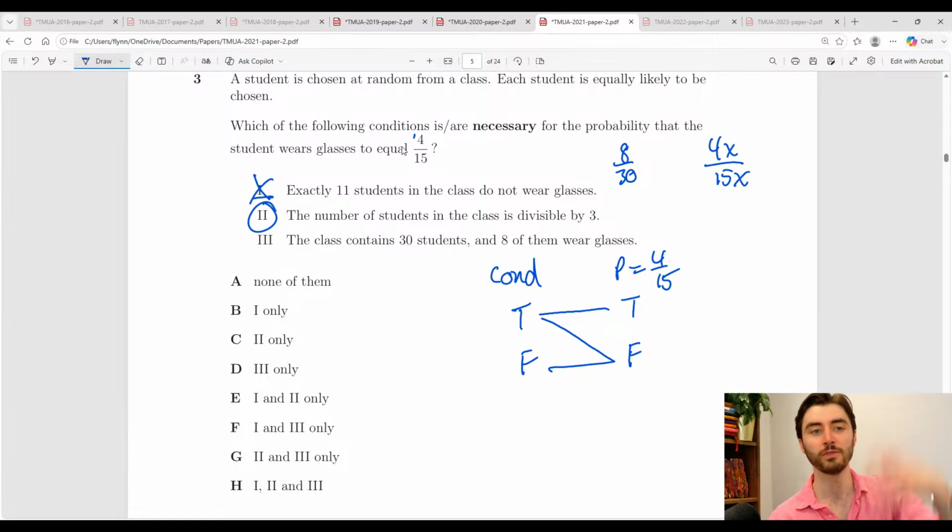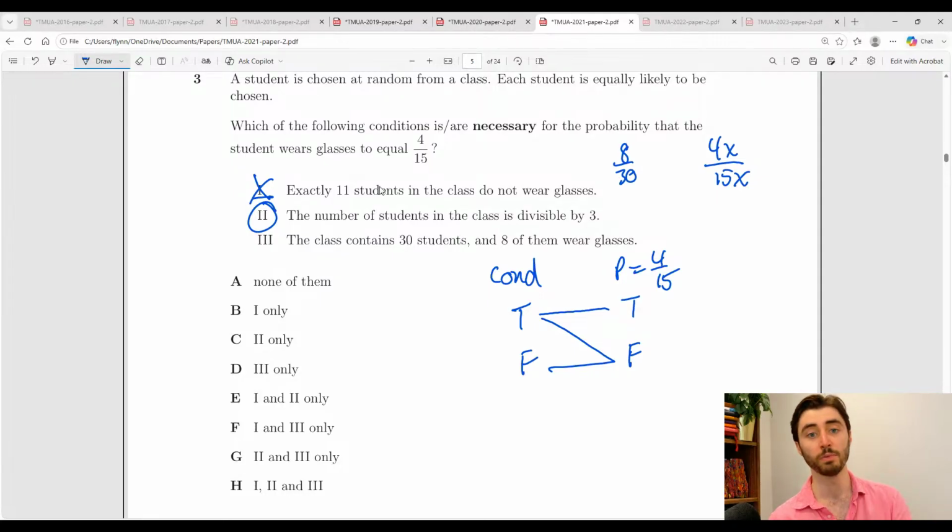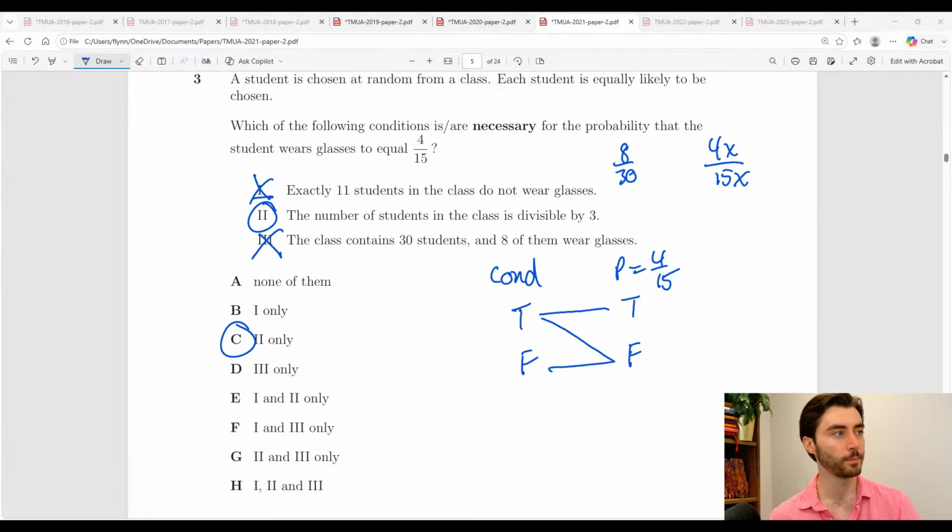But in order to simplify, remember, the probability is the desired outcomes over the possible outcomes. And it has to simplify such that the number of possible outcomes has to be a multiple of 15. So therefore, it also has to be a multiple of 3. Like, that does have to be true. Well, 3 does not have to be true. That condition could be false. There could be 15 students, 4 of whom wear glasses. So 2 only is my answer there.